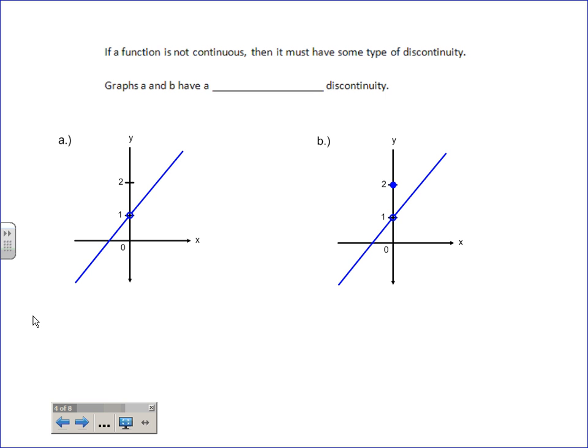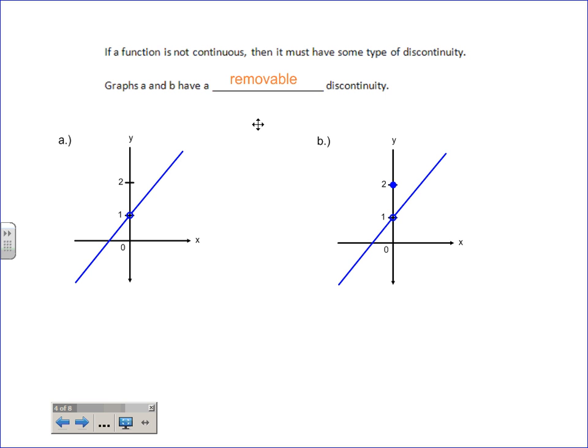If a function is not continuous, and the one we just had is definitely not continuous, then it must have some type of discontinuity. Do you agree with that statement? Okay. There are a lot of different types of discontinuities. Graphs A and B right here. Do you agree that there is a discontinuity in both of them? Well, I think we kind of know what that's called.